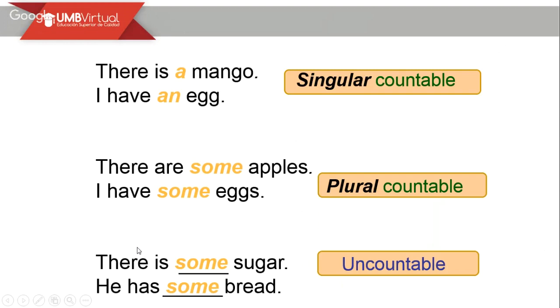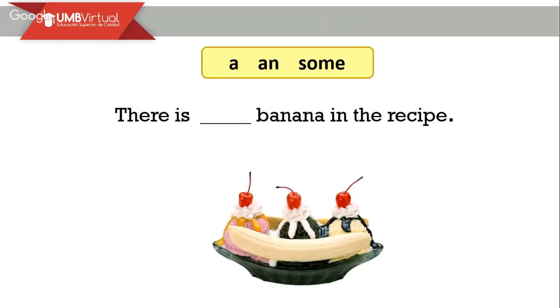Vamos a mirar un ejemplo con incontables. There is some sugar. Sí, ¿tienes azúcar? Do you have any sugar? Yes, there is some sugar. And right here, he has some bread. In this part, sí, tengo algo de pan. Me queda por ahí una, dos rodajas. So you can use some for this one.